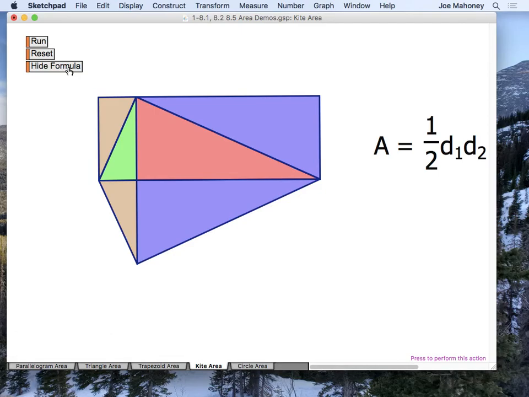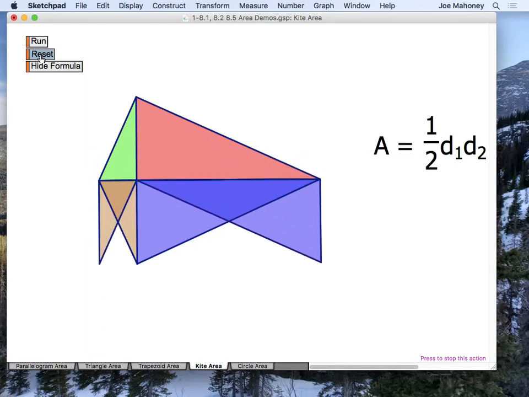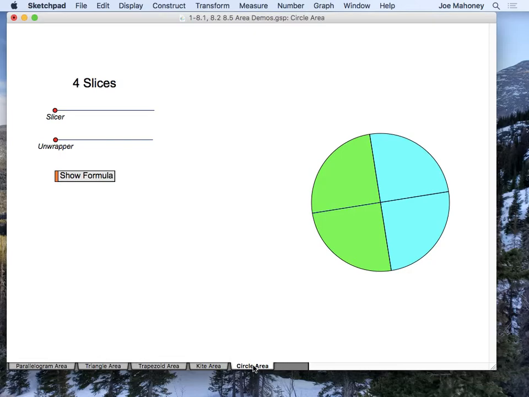So one last one, and this is my favorite of all. I know I say that all the time, but this one is going to be really, really cool. Wait till you see this. Have you ever seen how the area of a circle comes about? Well, it has to do with pizza parties, and little kids' pizza parties.